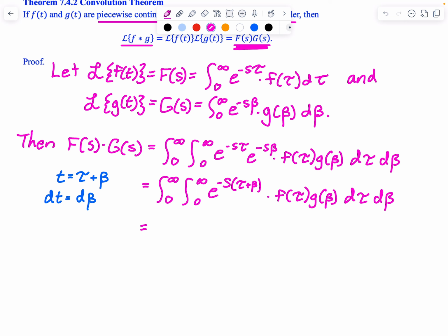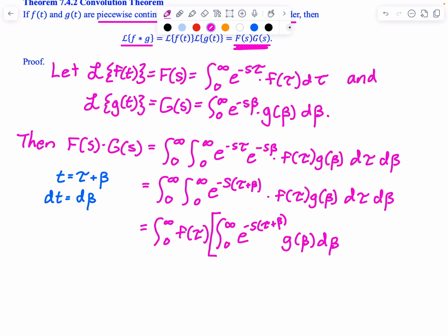Okay, so let's go ahead and do our replacements. I'm going to split some stuff up to make it maybe a little easier on us. We'll go 0 to infinity, f(tau), we'll let that be on the outside, and then 0 to infinity, well, let's put this in brackets, maybe that'll help. e to the negative s (tau plus beta), and then f(tau) got moved out, and then g(beta) d beta, and then d tau on the outside. We flipped them.